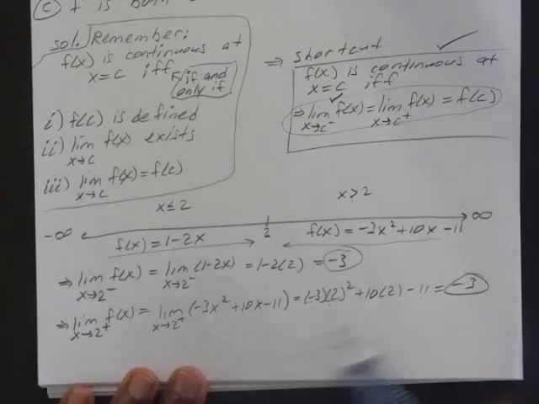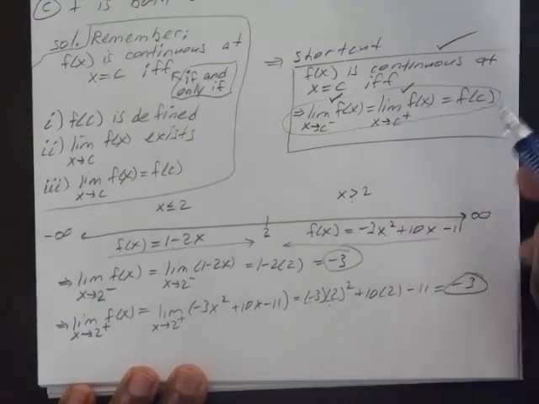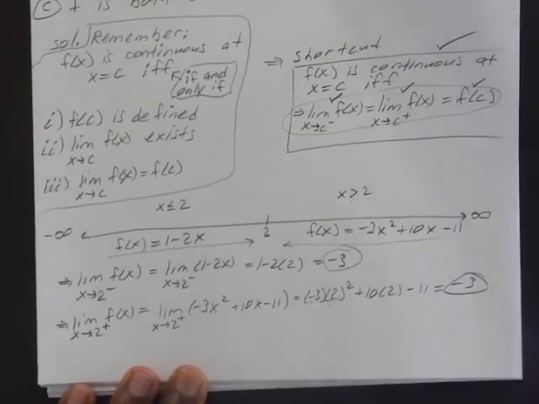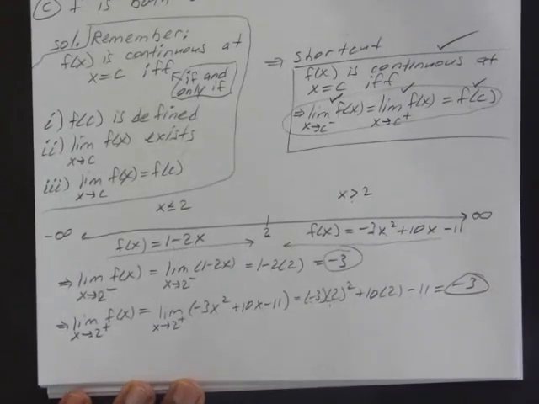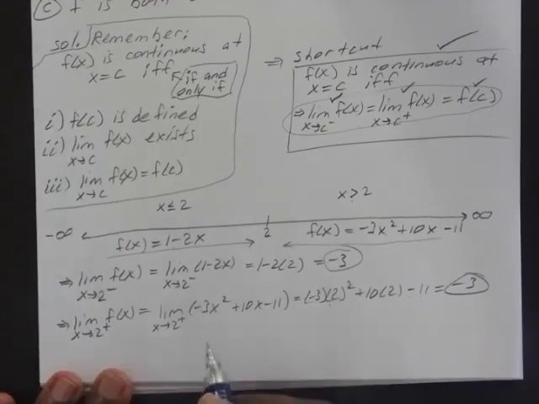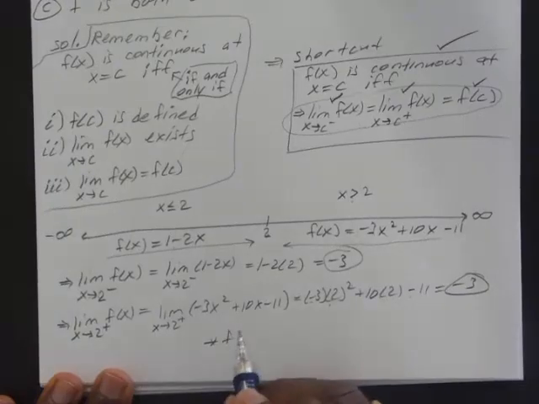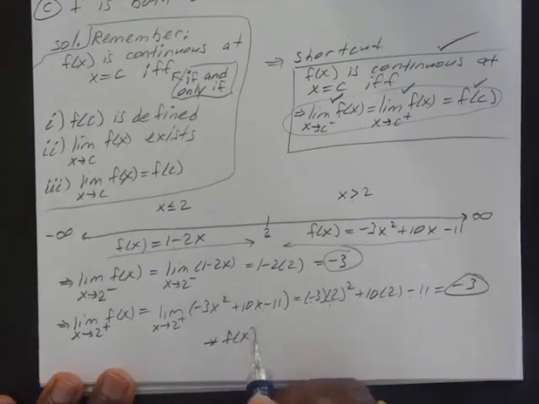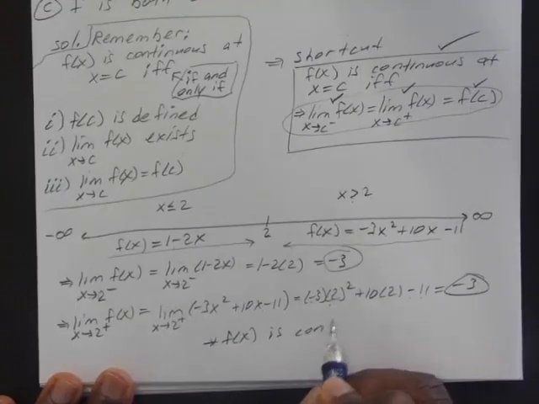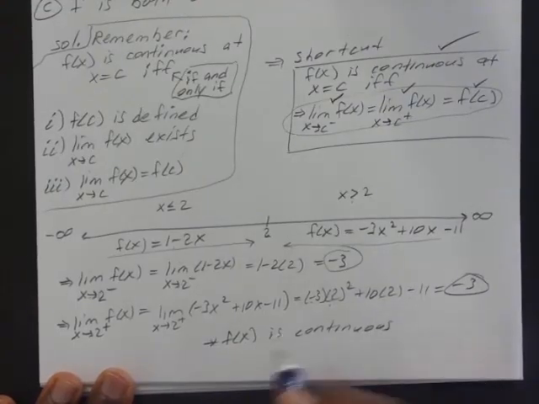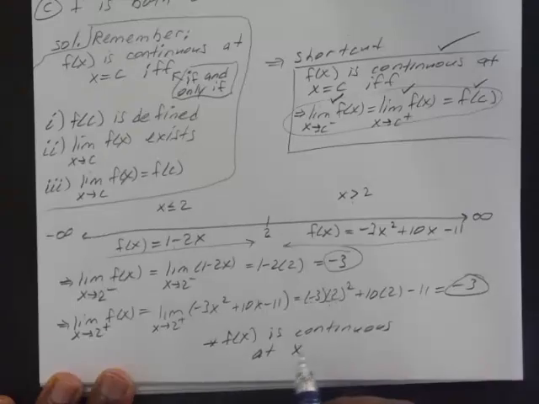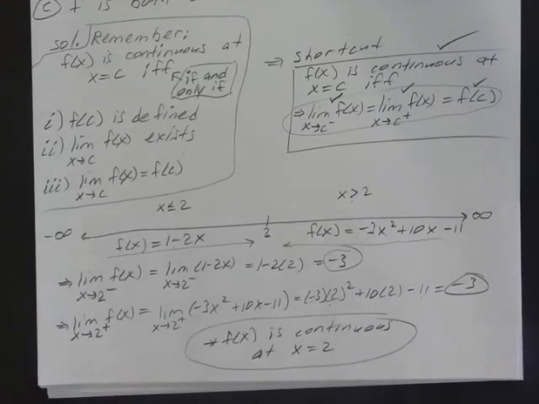Okay, so we see the limit from the left is equal to the limit from the right, and they're both equal to the value f of c. Well, in this case, f of 2, which equals negative 3. So we can see that f of x is continuous at x equals 2. So we know it's not A, so it's either B or C.